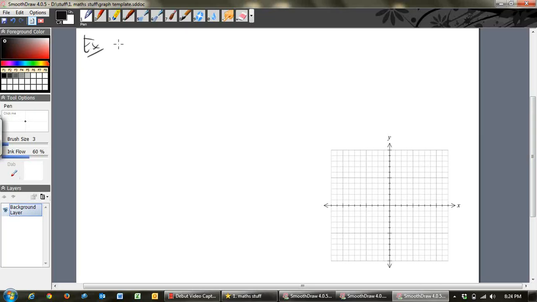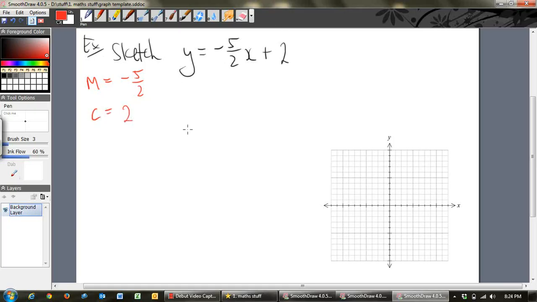So let's do another example, and what we'll do is we'll sketch y equals -5 over 2 x plus 2. Okay, so let's do this particular one here. Again, let's write down what m and c are equal to. Remember, m is the number that's in front of x. So in this case, it's -5 over 2. Good. And what's c equal to? c is the number hanging out the back. In this case, it's +2, or just 2.